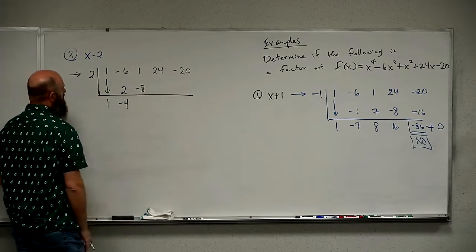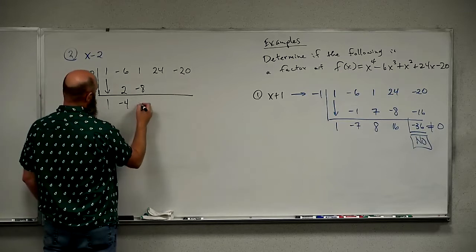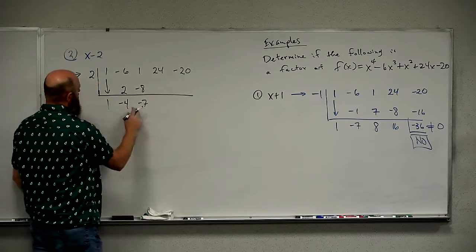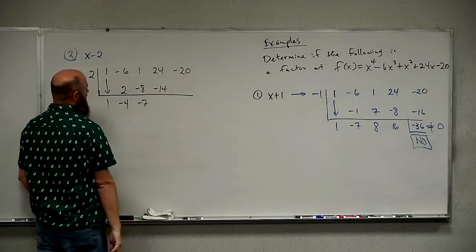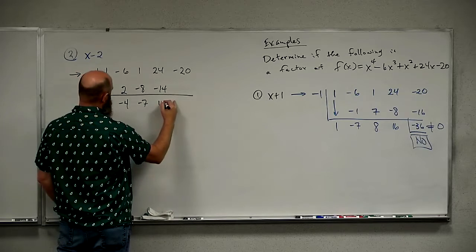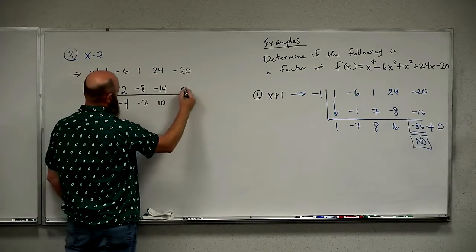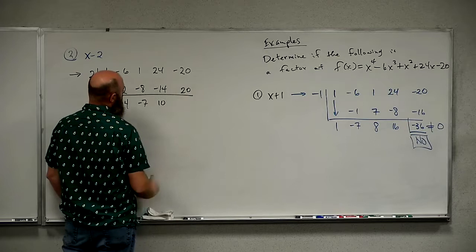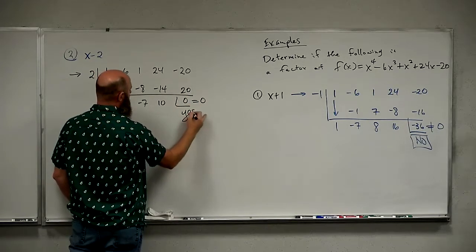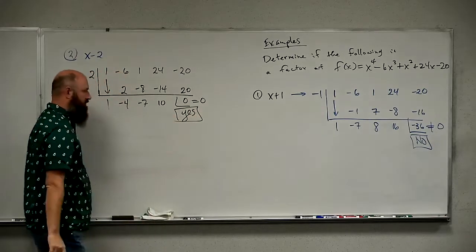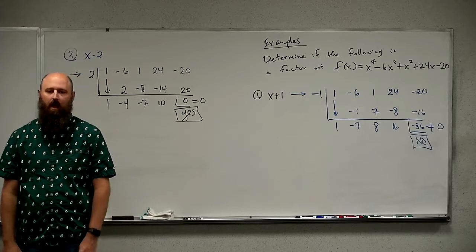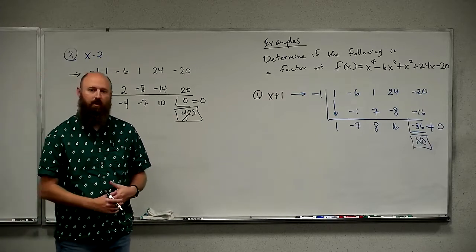So 1 plus -8 is a -7. 2 times -7 is a -14. 24 plus a -14 is 10. 2 times 10 is 20. -20 plus 20 is 0. That does equal 0, so yes, this is a factor. You can see there when we get to that remainder, if it is a 0, then we're good.